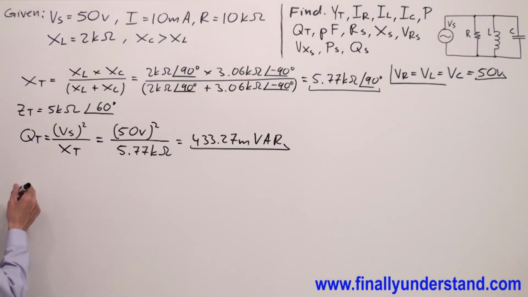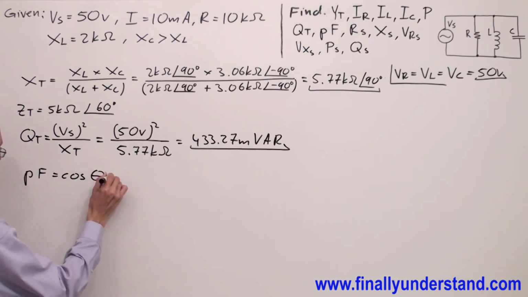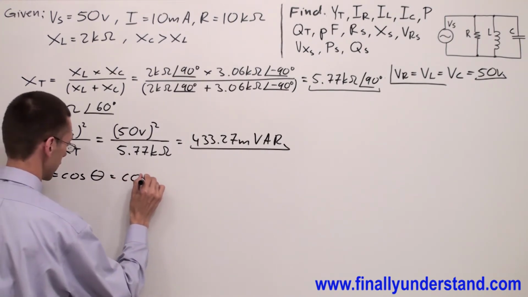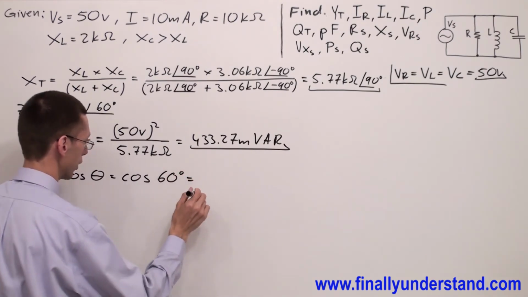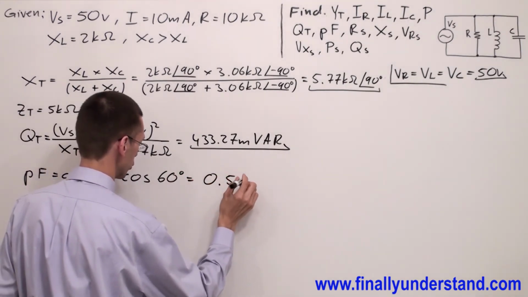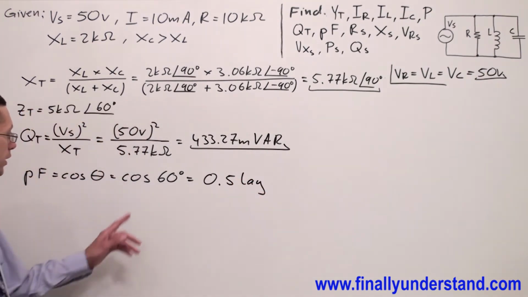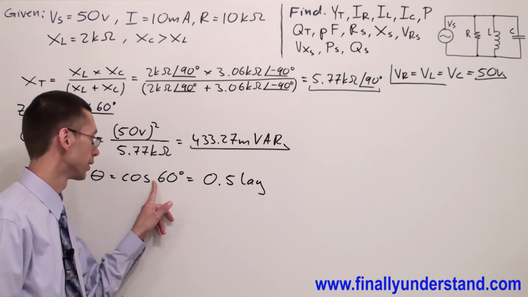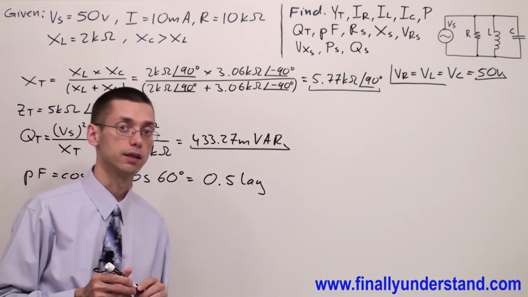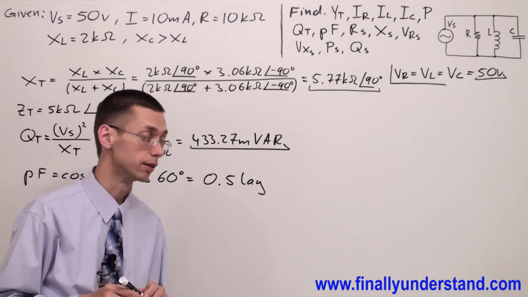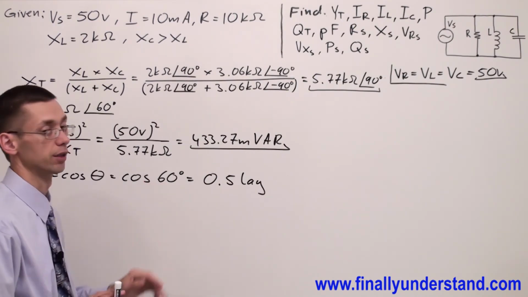Now we're supposed to find the power factor. Power factor is equal to cosine of angle theta. So this is cosine of angle 60 degrees, which is equal to 0.5, and I'm supposed to use the word lag. Why? Because the angle next to Z is positive. So it means that the current in this circuit is going to lag the voltage source by 60 degrees.